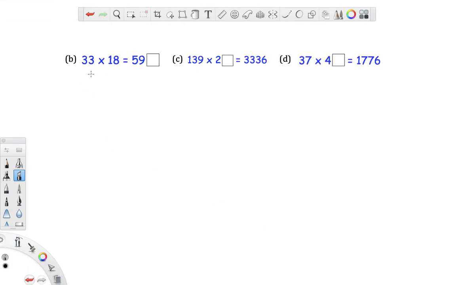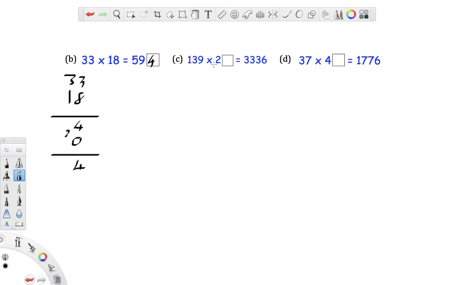Problems, so find the missing digit. For the first one, we've got 33 times 18. Well, 8 times 3 is 24. We know there's going to be a 0 down here. So obviously we don't need to work the whole thing out. If we add it together, we're going to get 4 there. So the missing digit for that one is a 4.